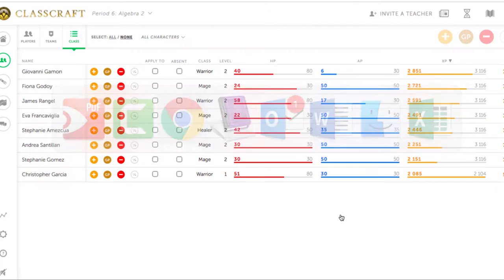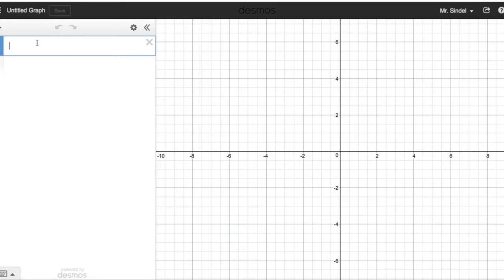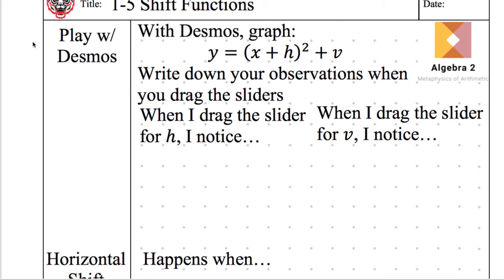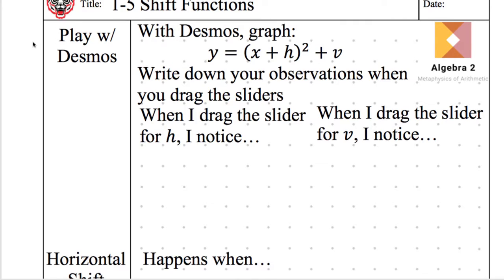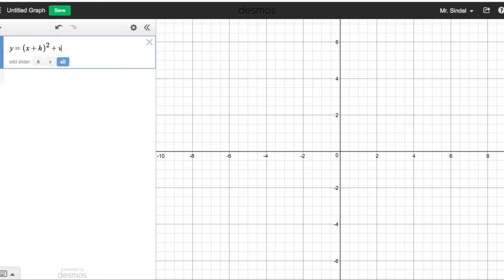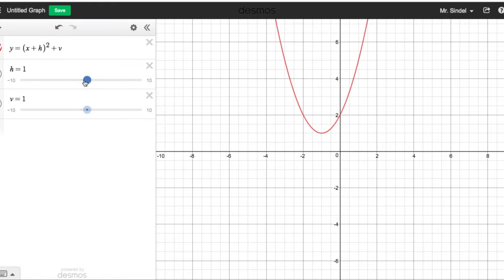I'm going to open up Desmos so you can see what it should look like. Shift 6 will go to the power, so I'm doing Y equals, to the power. You might have to go get your own laptop. So you should see this. And it says add slider for H and V. And you just hit all, so you have sliders.